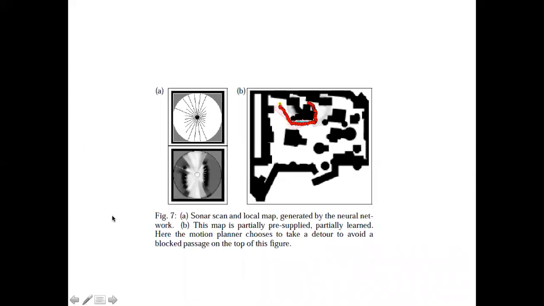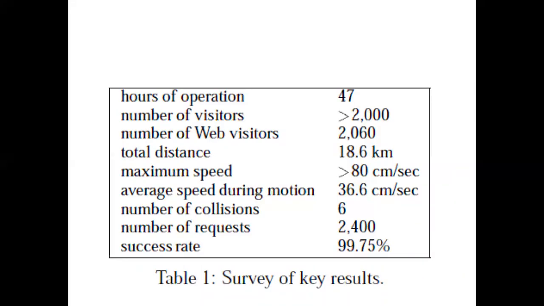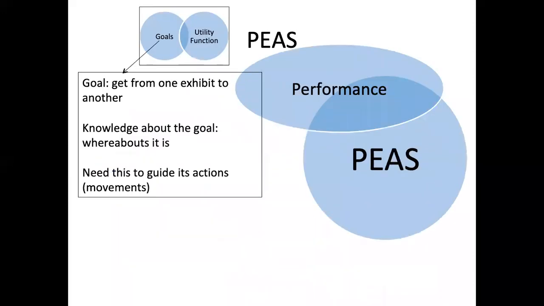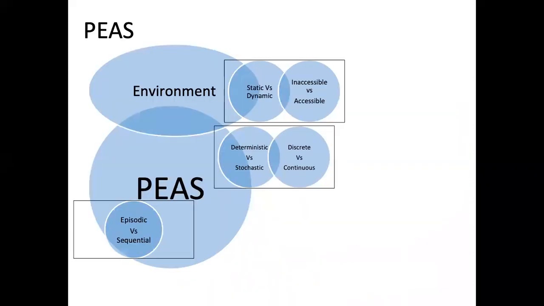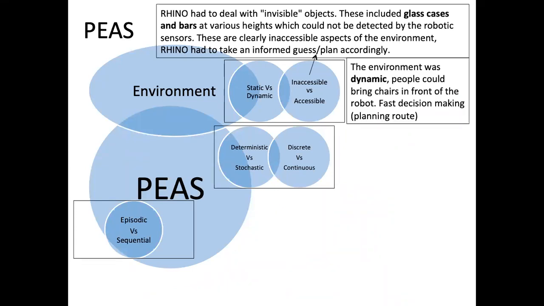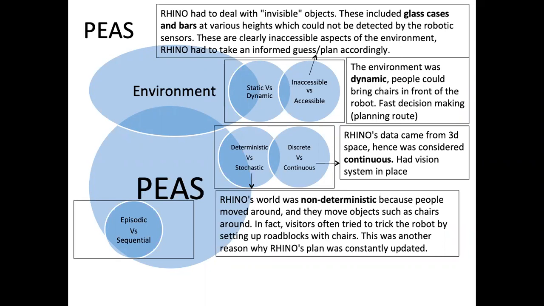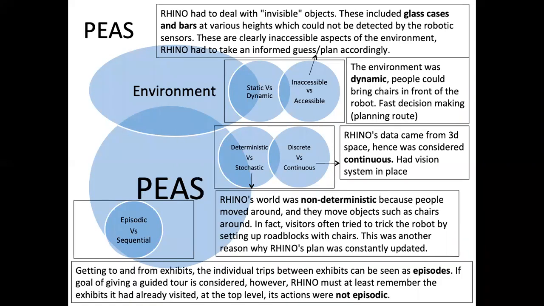Okay, so let's just move on to another. So these are some of the stats of this Rhino robot that I've just shown you. Okay, so this is the explanation of what we have discussed so far. Inaccessible or accessible, I have told you. I hope this is clear. We have also talked about dynamic and non-dynamic, discrete and continuous. Deterministic and stochastic, I also told you what that is. Episodic and sequential, I also told you.